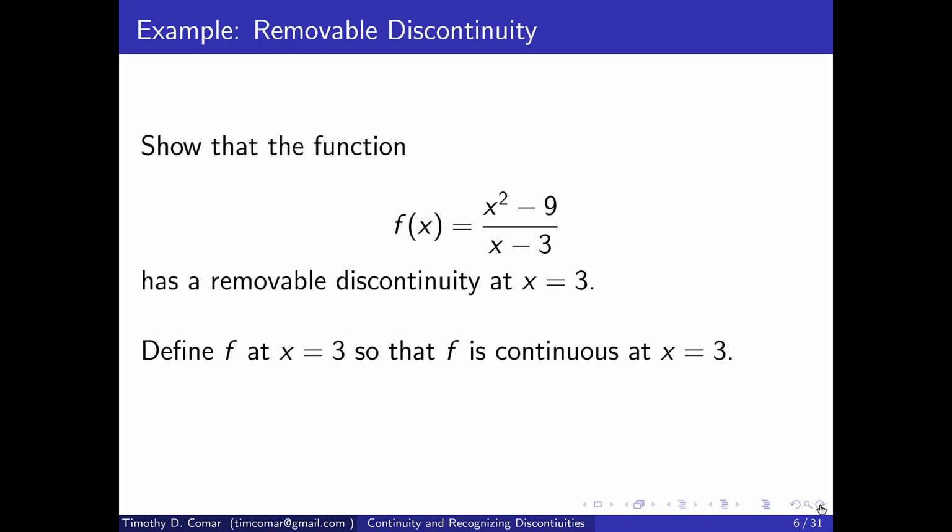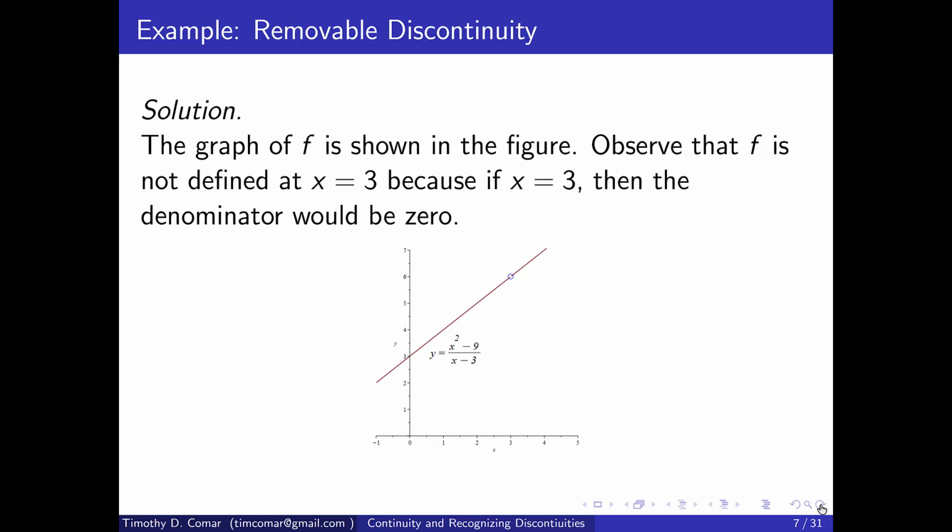Here's an example. Let's show that the function f of x defined by x squared minus 9 over x minus 3 has a removable discontinuity at x equals 3. And then let's define f at x equals 3 so that f is indeed continuous at x equals 3. The graph of f is shown in this figure, and we can observe that f is not defined at x equals 3 because if x were to equal 3, then that denominator would be 0, and this expression wouldn't be defined. The graph here is in red, and this blue little circle again indicates that the function is not defined here at 3.